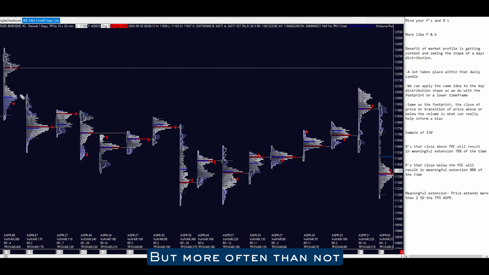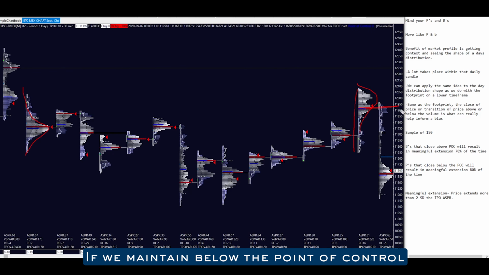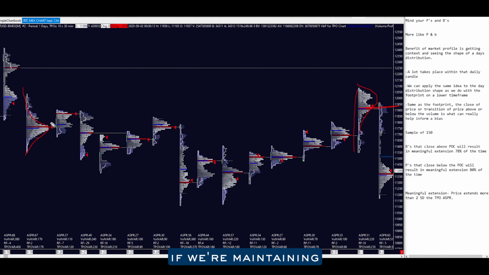But more often than not, when you have a B and when you have a P, this is going to lead to an unwind to the downside if we maintain below the point of control. And if we're maintaining the point of control to the upside, it's going to act as a base. So this is just one of the benefits of looking at profile. There are certain patterns, or rather certain distributions and structures, that stand out.